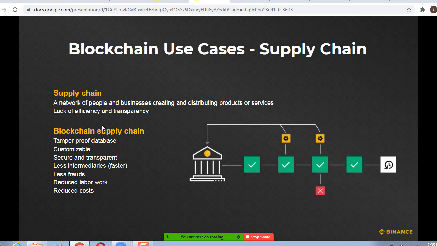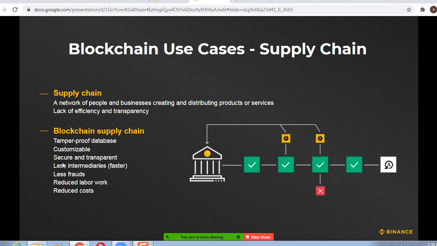Now, if you look at the supply chain that is being built on blockchain, number one, it is a tamper-proof database. That means you cannot tamper with it. Even when you try to do so, you can't tamper with it. Number one, it is customizable.